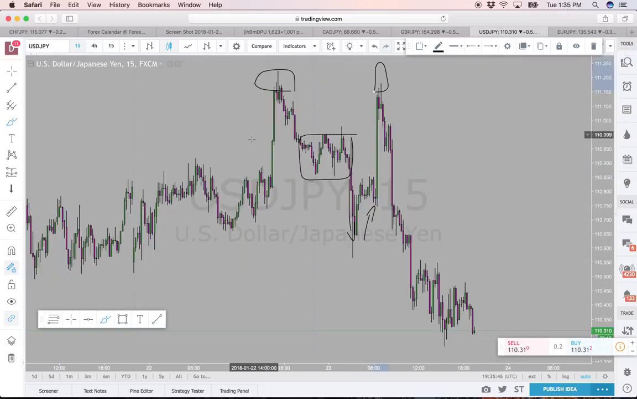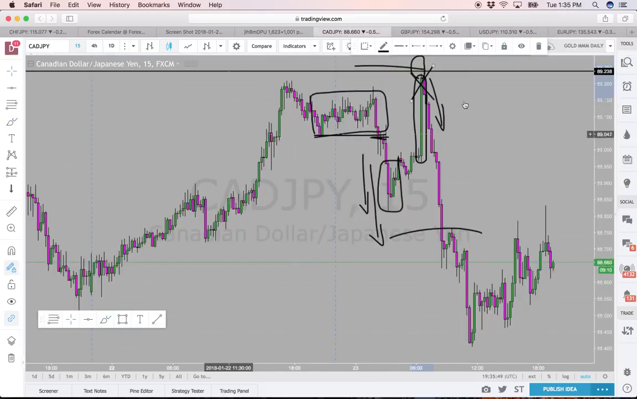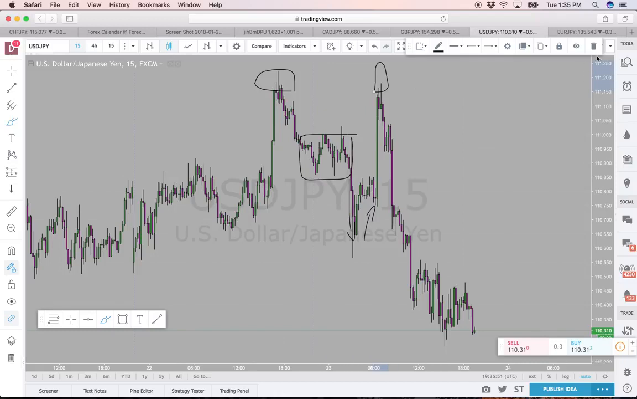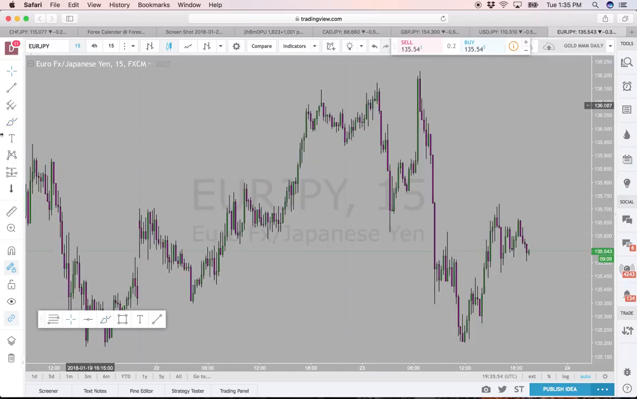So very similar to all of the other JPY moves that happened. Euro JPY, same exact thing. And you'll see this a lot of times. A lot of times during these news events, you can see that a lot of the pairs have a similar structure to them.